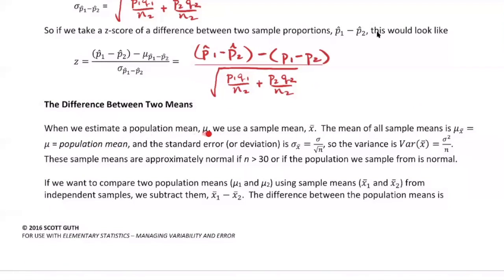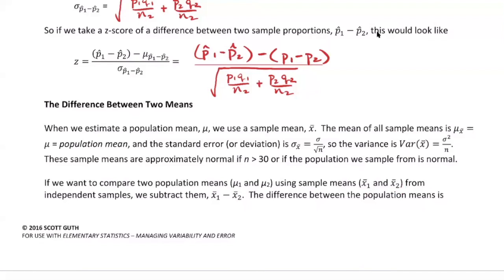When we estimate a population mean, we use the sample mean, x bar. Population mean is mu, sample mean is x bar. The mean of all sample means is mu sub x bar equals mu, that's the population mean. And the standard error is sigma sub x bar, which is sigma over the square root of n. And what we're mostly interested in is the variance, which is the square of the standard deviation. So you get sigma squared over n. Sample means are approximately normal if the sample size is bigger than 30, or if the population we're sampling from is normal.